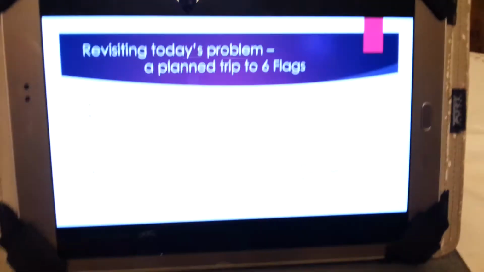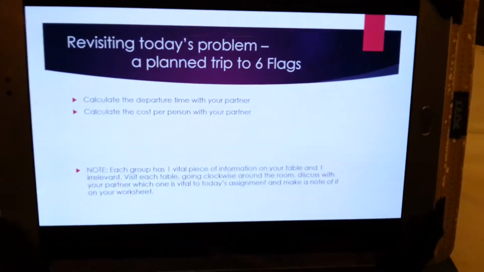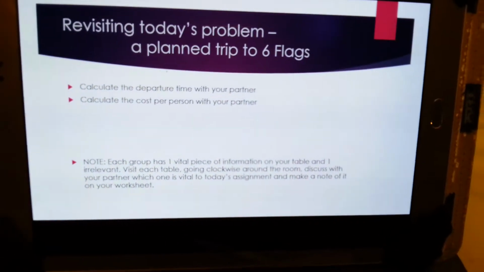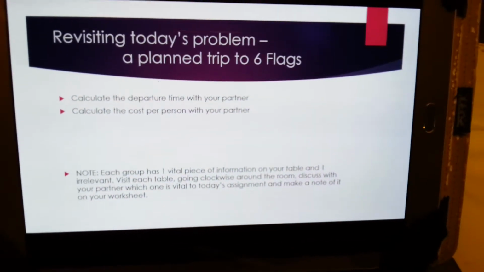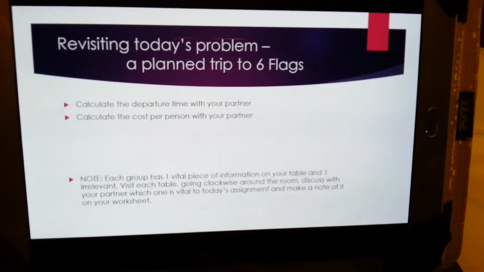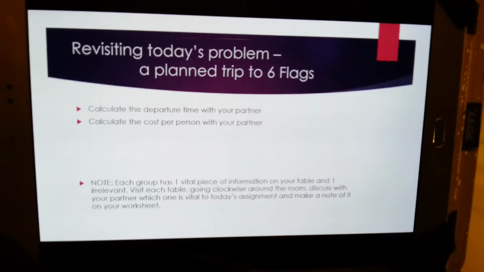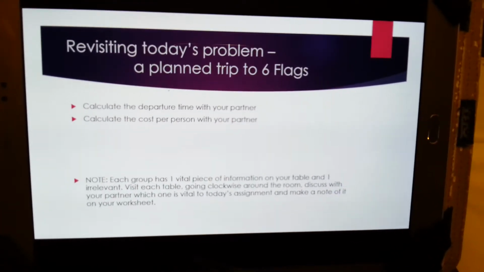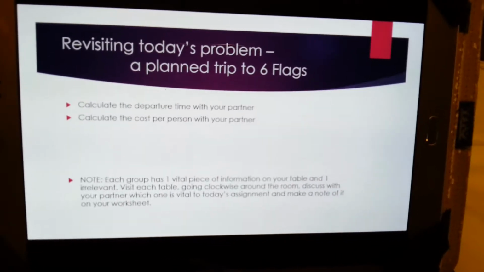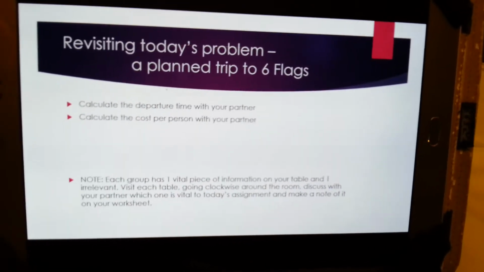Okay, eyes back on the board. So now we've done our 10 problems, it's now time to go back to our trip to Six Flags. Can you remember what we had to do? All right, so we're going to calculate the departure time and we're going to calculate the cost per person, you and your partner. It's not as straightforward as it sounds though.